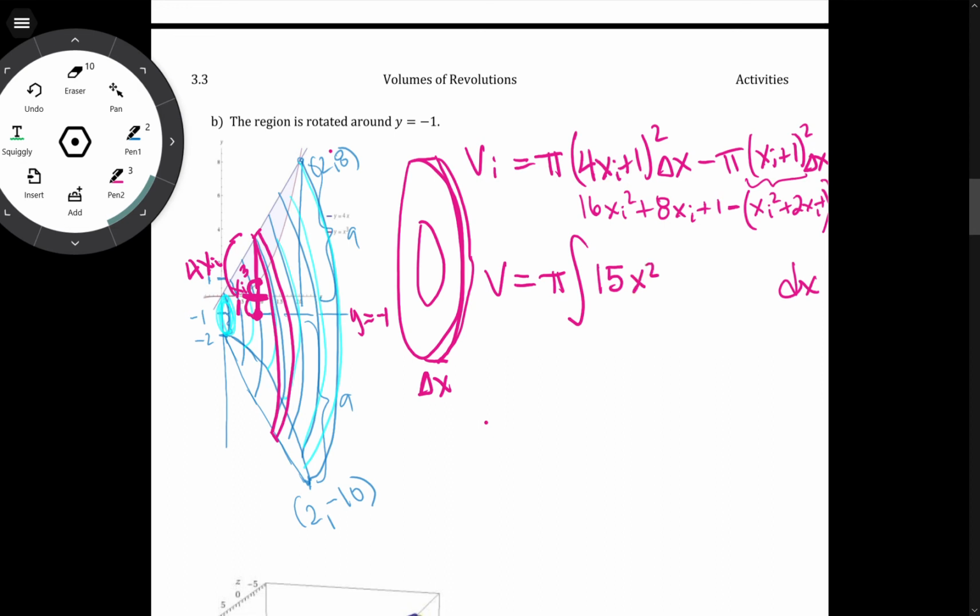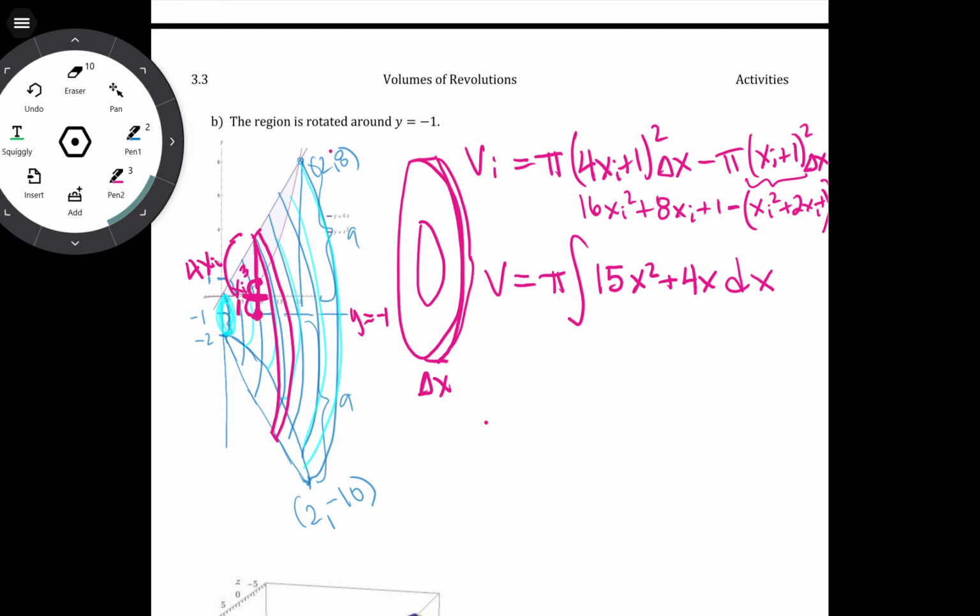And again, if I just ask you for a setup, I don't mind if you don't ever multiply this out. But if I actually ask you to calculate the volume, which you'll be doing a fair amount of on your homework, this is going to be the step that's going to help you do that. We have an 8x minus a 2x. And then we have a 1 minus a 1, so that actually drops out, and this works out fairly nicely. So you can see this one is not terribly hard to calculate.